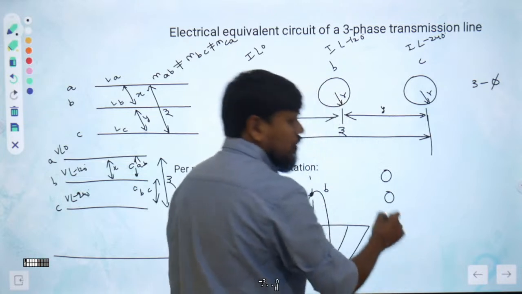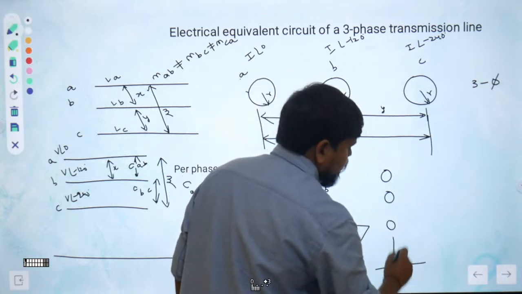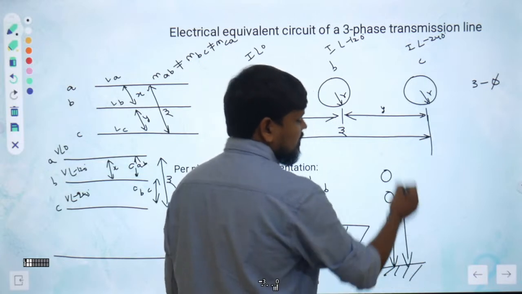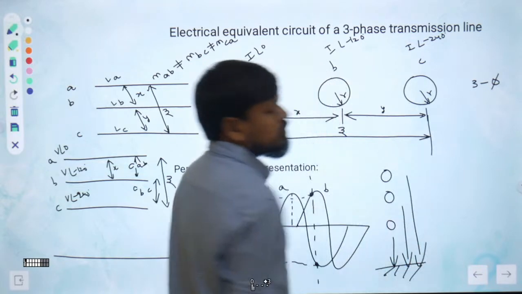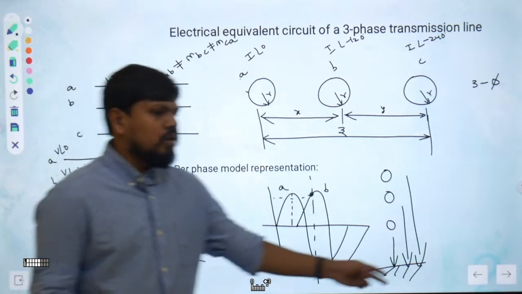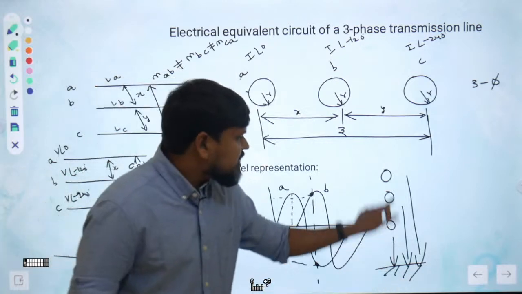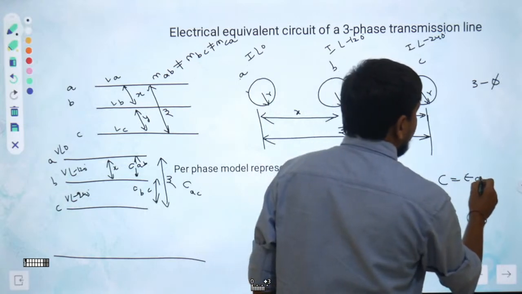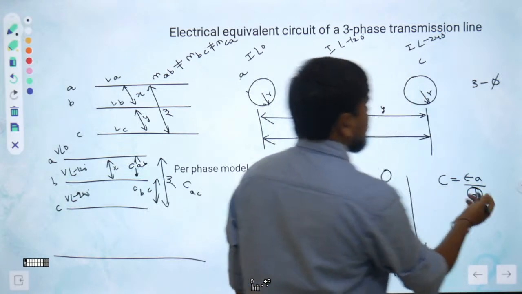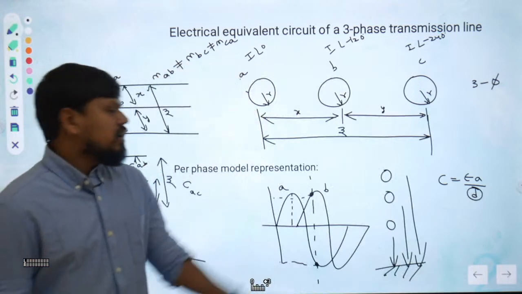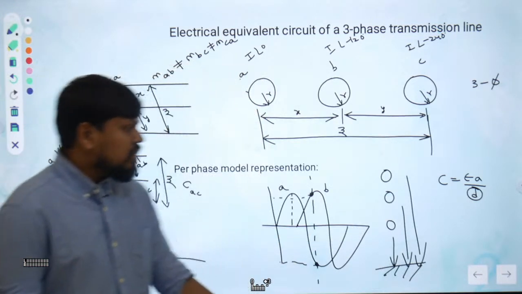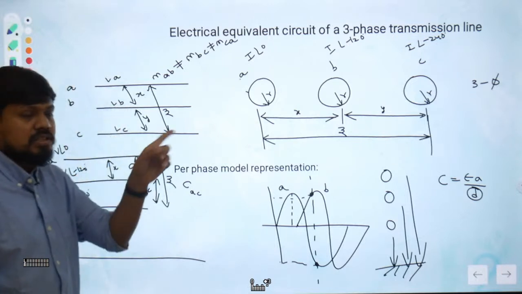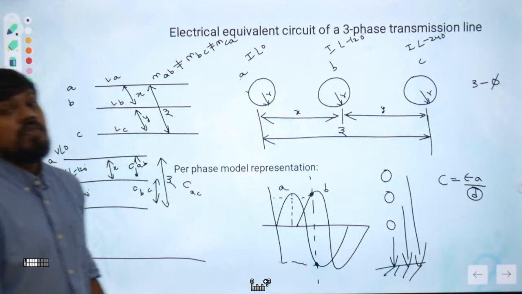This is vertical configuration. The bottom-most one will be near to the ground, and this one will be a little bit more distance from the ground. So when distance is changing, you may know the capacitance formula, right? C equal to epsilon A divided by D. When distance changes, capacitance automatically changes. That means different capacitance for A phase, for B phase, and for C phase.